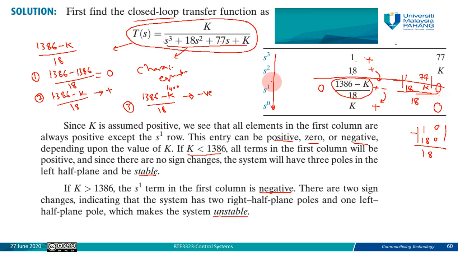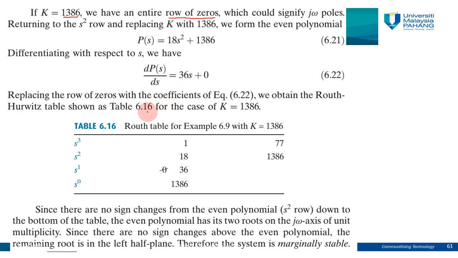Okay, so in this case we need to apply the entire row of 0 special case, because this one is 0 and that one is 0, correct? In the case of k equal to 1386, this line becomes 0, I mean this element and that element become 0, so we have an entire row of 0. So what we need to do is go one step before, which is the previous line. We write the equation, which is 18 s squared plus 1386 s to the power of 0.